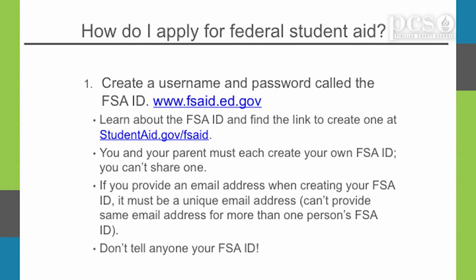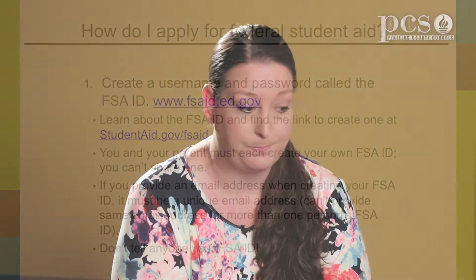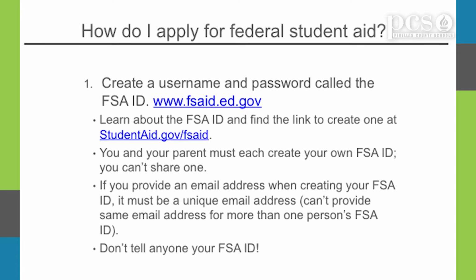So now let's talk about the process of how you actually apply for financial aid. To complete the FAFSA, both the student and parent must create a unique username and password. I like to address the parents first. If you yourself have been in college or have another child in college, you may have already created a username and password, and you will use the same username and password for this child as well. To create a username and password, you're going to go to the FSA ID website, which is fsaid.ed.gov.